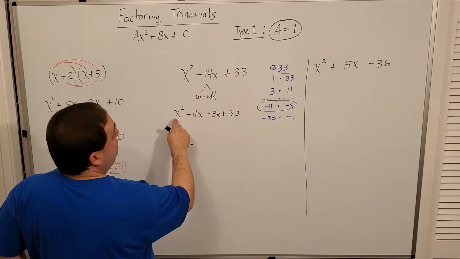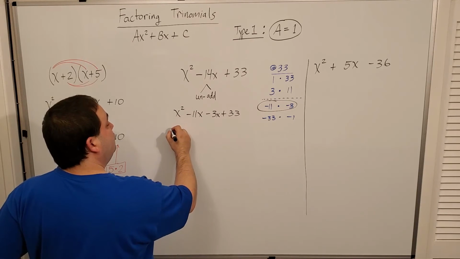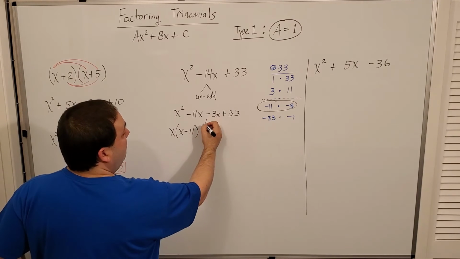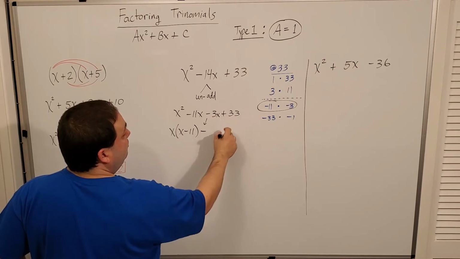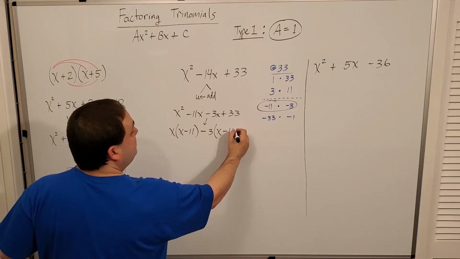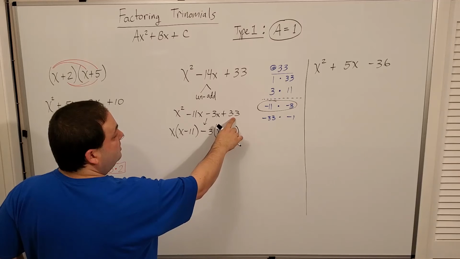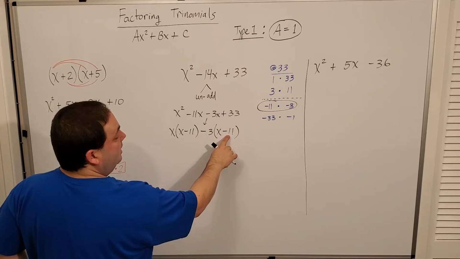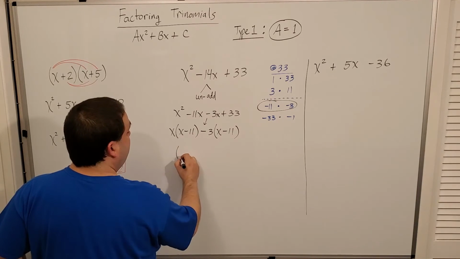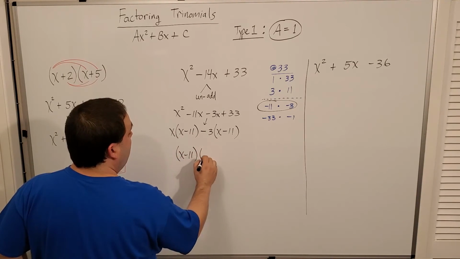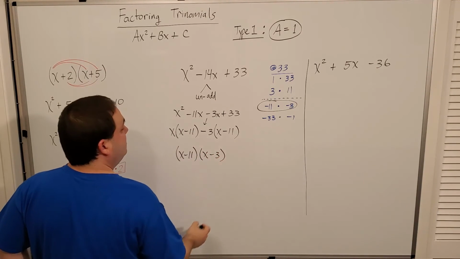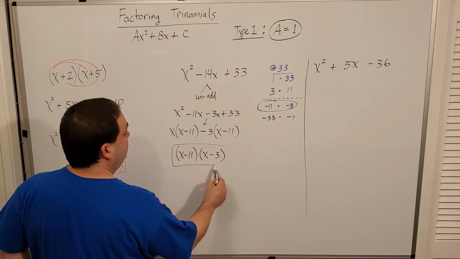Okay? So x squared minus 11x share an x, leaving me with x minus 11. I match the middle sign. These two both have a 3 that I can factor out in common, leaving me with x minus 11. Notice the minus here because 33 divided by negative 3 is negative 11. Both of these have x minus 11, so I factor that out. And I'm left with x minus 3. Like so. And here's my factorization.